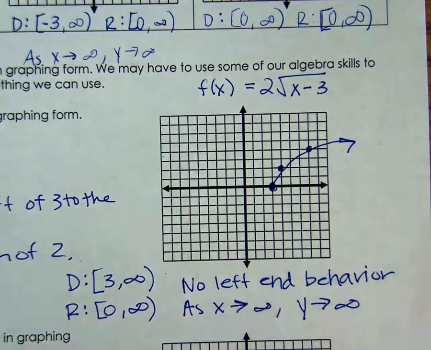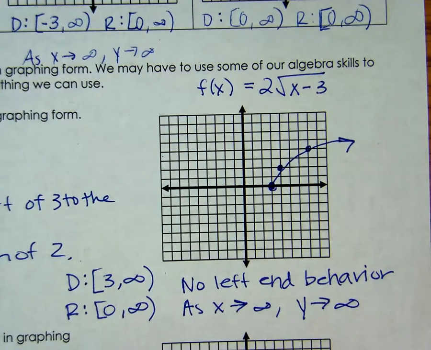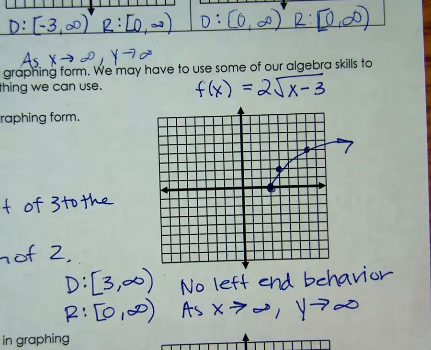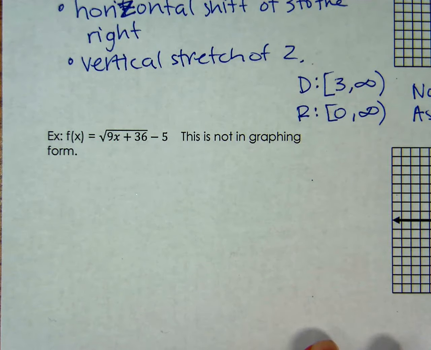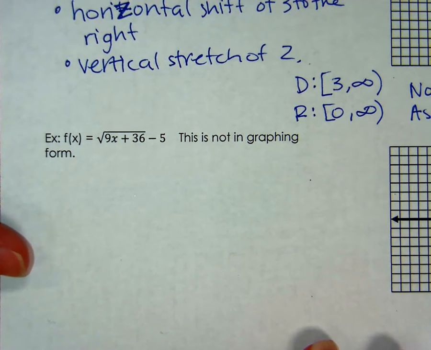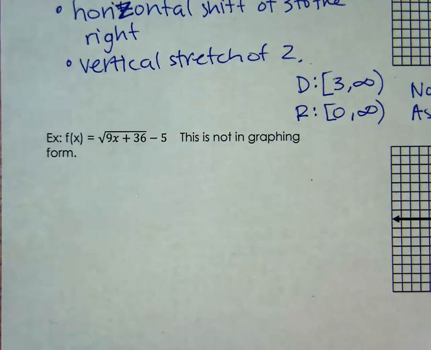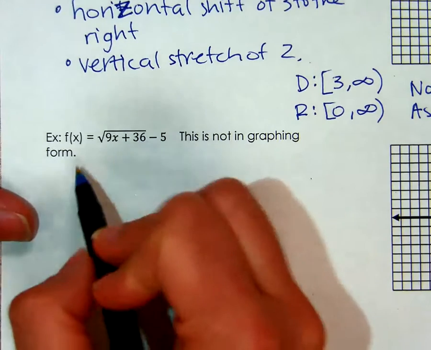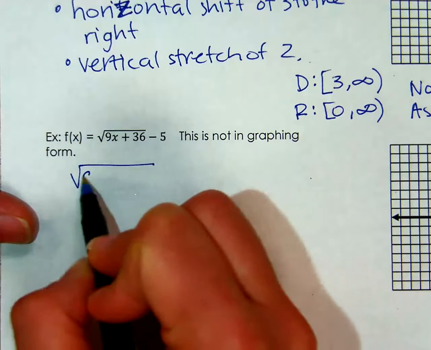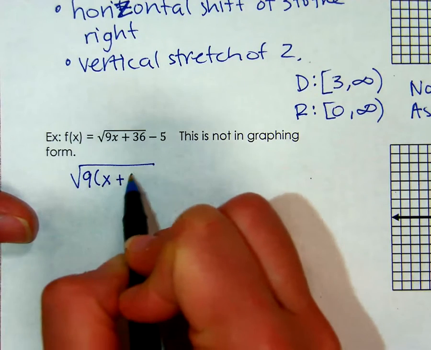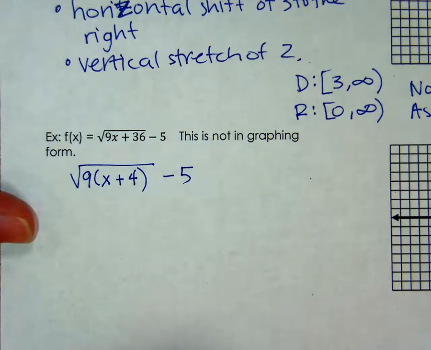Take a quick minute, pause the video, and see if you can do this next example without me. Hopefully you took a minute to try it. I'm going to quickly go through what we would do. I can take a 9 from both 9x and from 36. So I have 9 times x plus 4. The minus 5 is outside of the radical. The square root of 9 is 3.